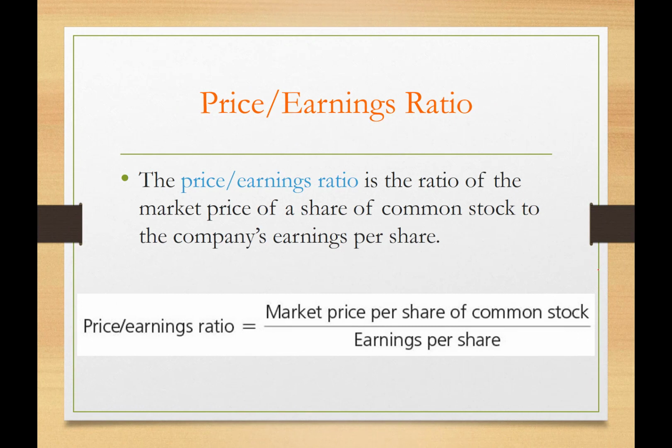Price earnings ratio. What you're going to do here is simply take the market price per share of common stock and divide it by the earnings per share. Obviously, in this case, we would want to look at a lower number for the company if we're choosing to invest. We're measuring how much as a stockholder or potential investor we would have to pay for $1 worth of earnings. So in most scenarios, a lower number here would be a good thing.